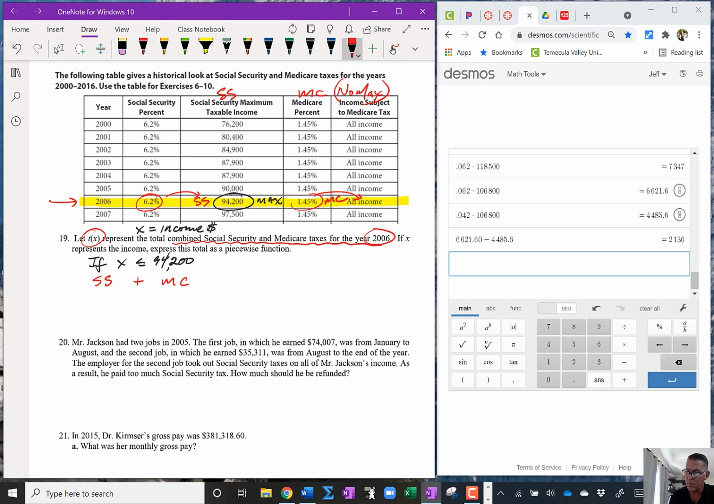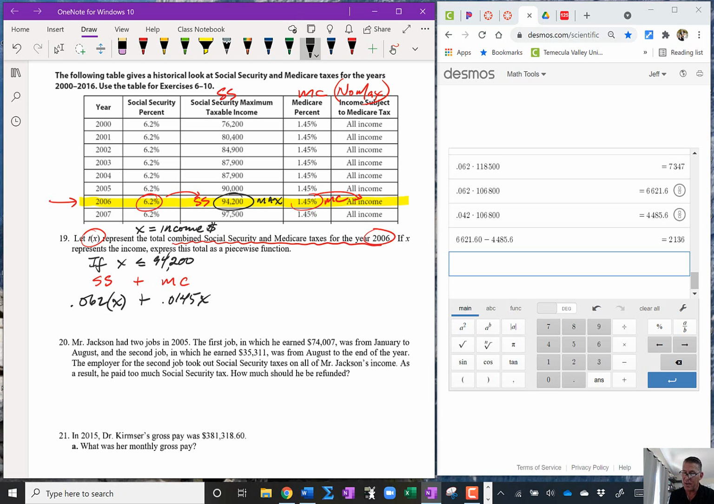And because these are like terms, you can add them together. So let's just go ahead and add them together. So 0.062X plus 0.0145X. Okay, that's 0.0765 times X. And that's true if your income is less than or equal to 94,200. This is your first piece of the function. Now, if you go over that, things look a little bit different. If X is greater than 94,200, you're still going to pay Social Security and Medicare, but since Social Security has a max, you have to calculate it.